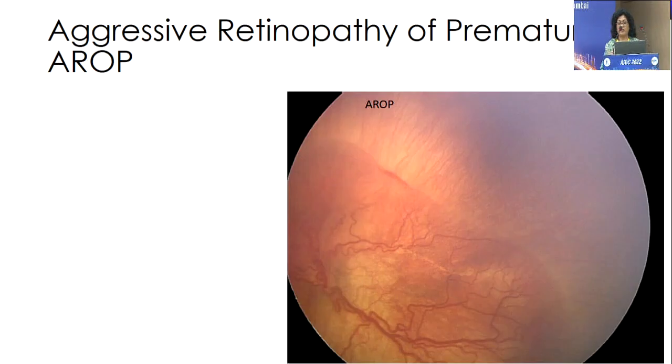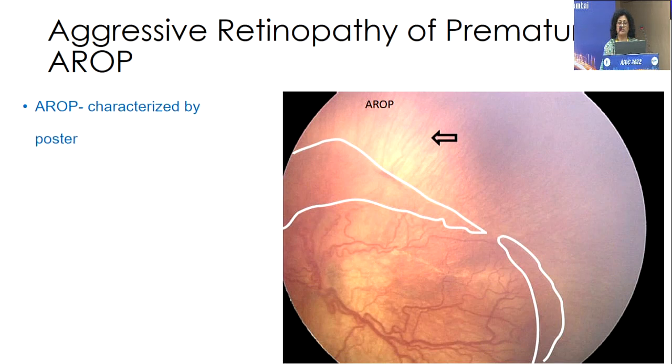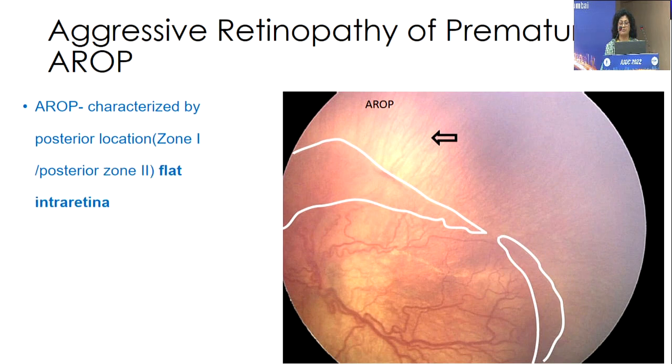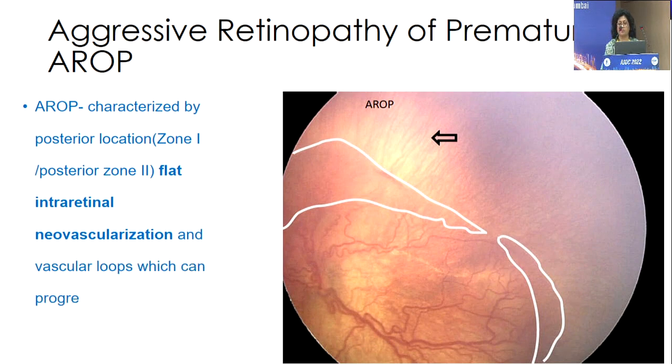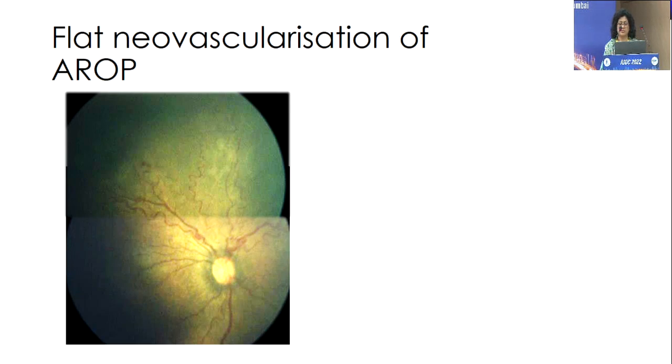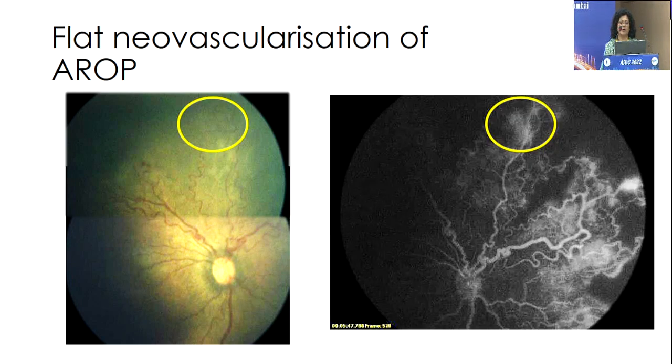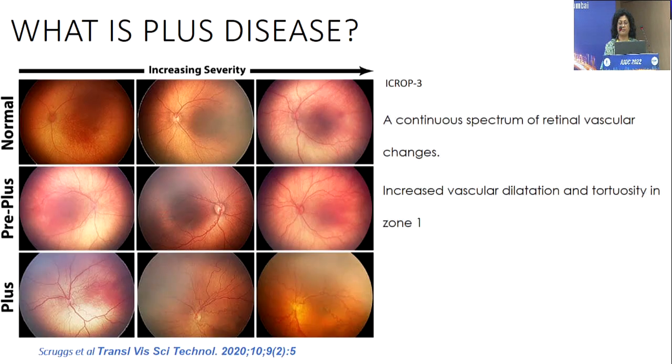You must carefully examine the junction of vascular and avascular retina. If at the junction you are able to pick up flat neovascularization, it is aggressive ROP. If these babies are not treated in time, this would lead straight away to stage 5 ROP, and it doesn't pass through the various stages of ROP. We are seeing this kind of aggressive ROP even in the anterior zone. Now, here there is a lot of dilatation and tortuosity of vessels, and this is zone 2 ROP. And once you carefully examine, there is flat neovascularization here, which is aggressive retinopathy of prematurity.